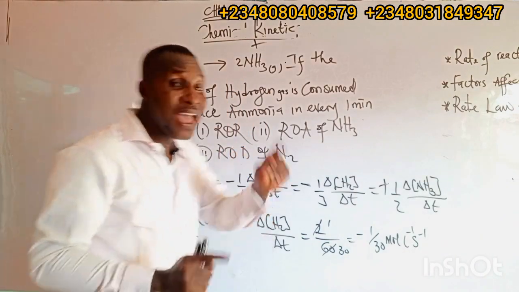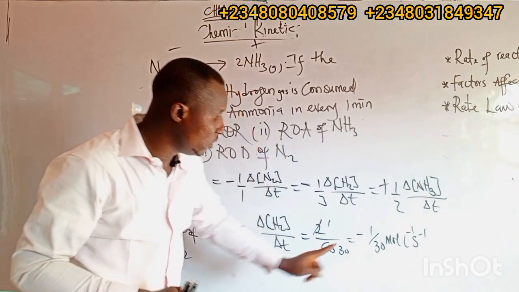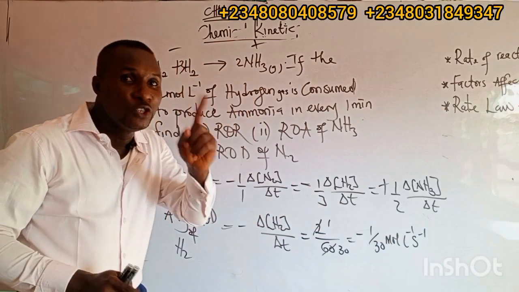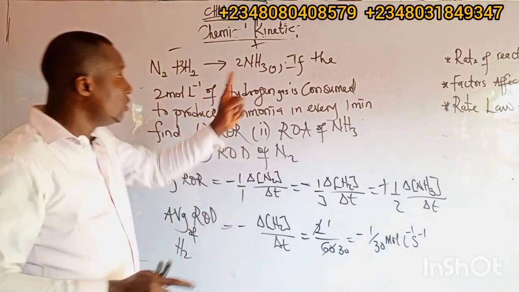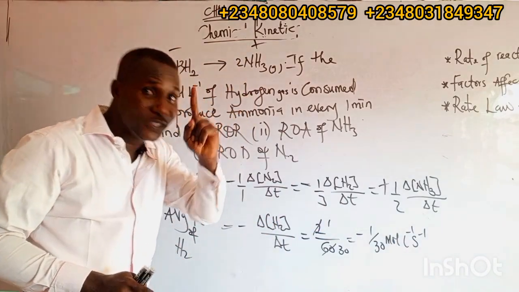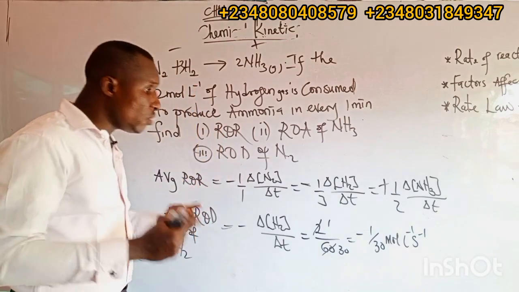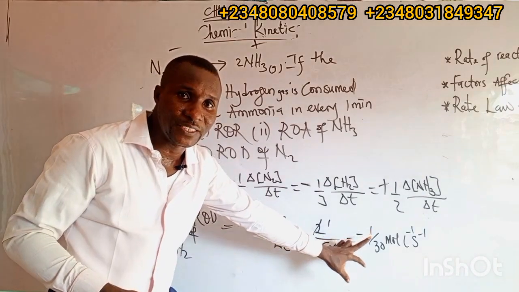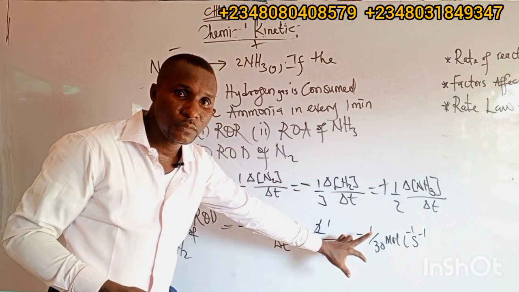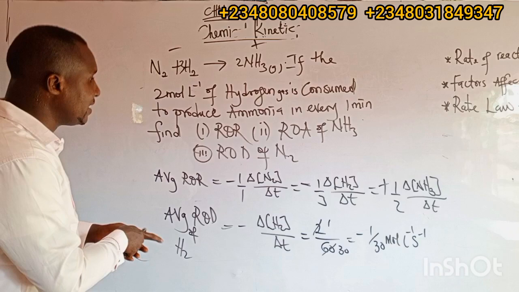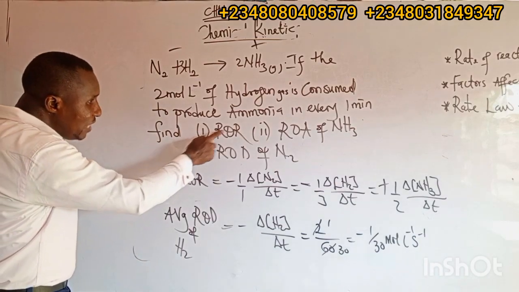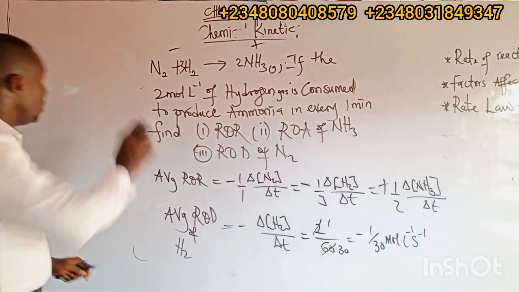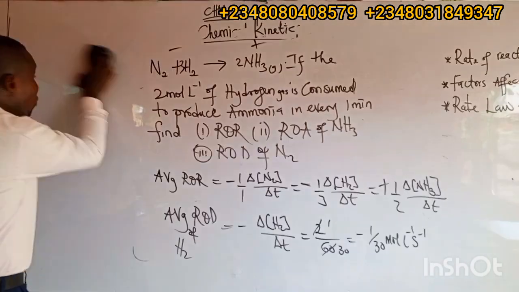That's the meaning. For every 1 second, 1/30 mole per liter of hydrogen gas is being used to produce ammonia. That means the rate of disappearance of hydrogen gas is 1/30. Do you understand? Then the question has said calculate or find what? Rate of reaction. Let us look at the rate of reaction. Let me write it in here. Is it okay?